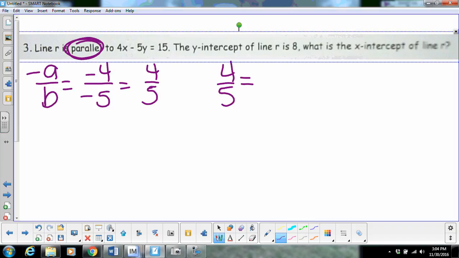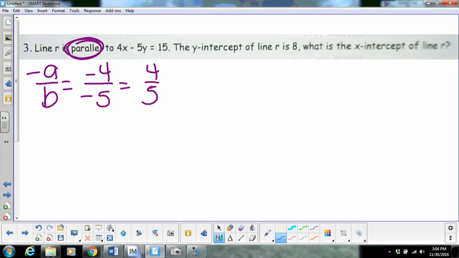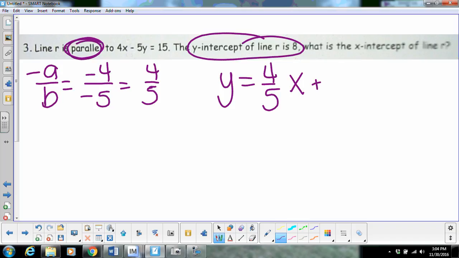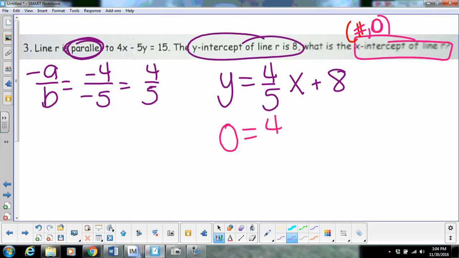And then we're going to use the equation for slope-intercept form. So y equals 4/5 x, and it tells us our y-intercept is 8, so plus 8. The problem is asking for the x-intercept. So remember, when you see x-intercept, you know that your y value is 0. So I'm going to go back here and plug in 0 for my y value, and then I'm going to solve for x.